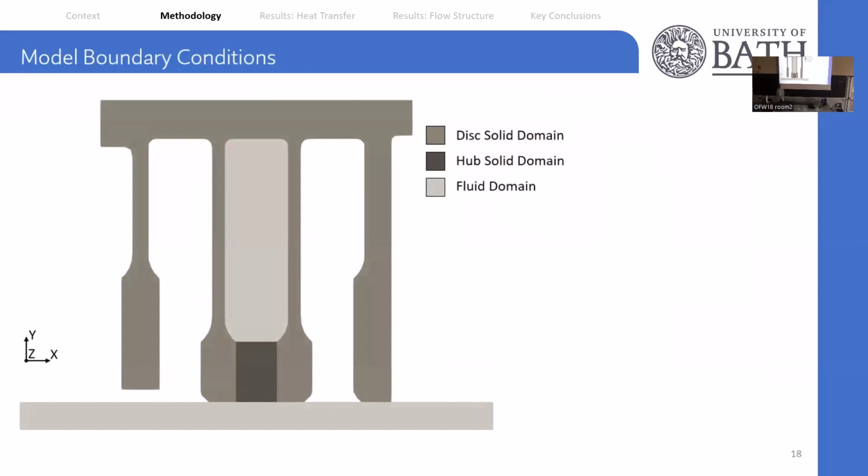Shown on screen are the model boundary conditions from the experimental rig. The only implemented temperature conditions are a heat flux at the shroud, which is arising from those radial heaters, and a cooling flow at the bore.